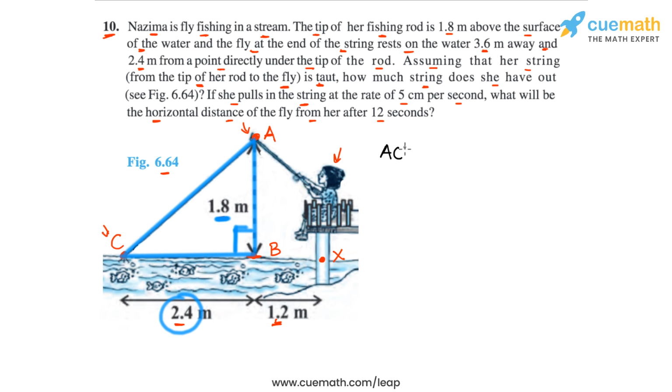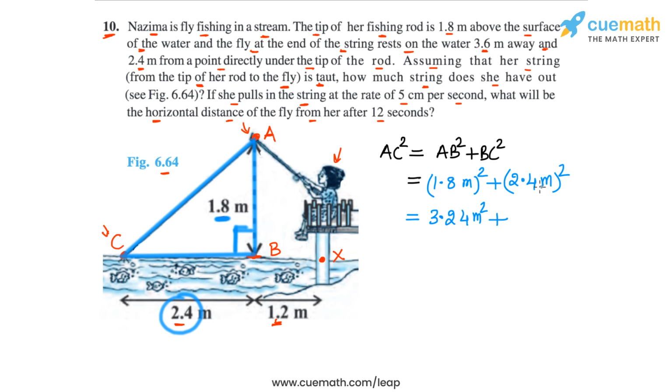So we have AC square is equal to AB square plus BC square, correct? So let's plug in the values. So AB is 1.8 meters, so we have 1.8 meters square, and then BC is 2.4 meters, so we have 2.4 meters square. Now 1.8 square is 3.24, so we get 3.24 meters square, and then 2.4 square is 5.76, so we get 5.76 meter square. And now 3.24 plus 5.76 is exactly equal to 9, so we get 9 meter square.